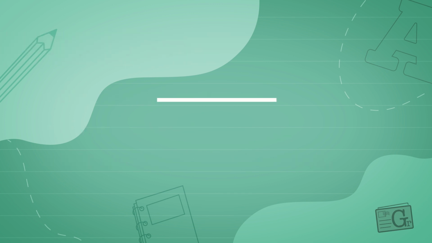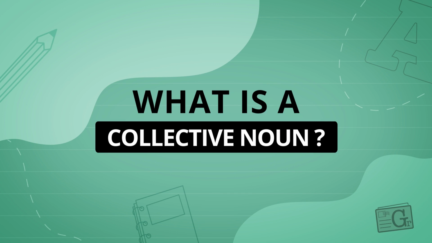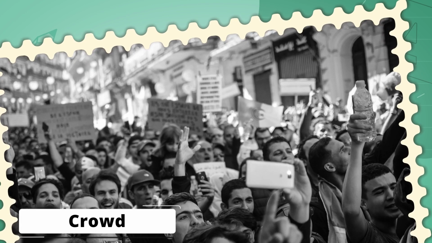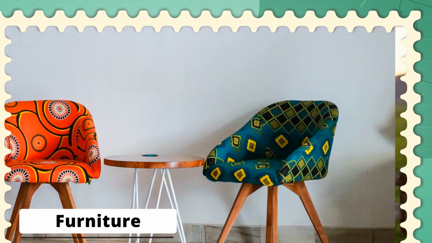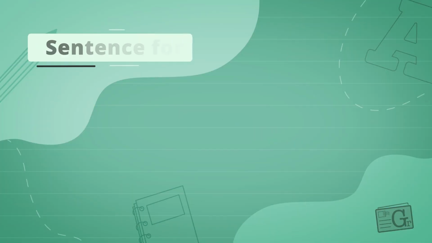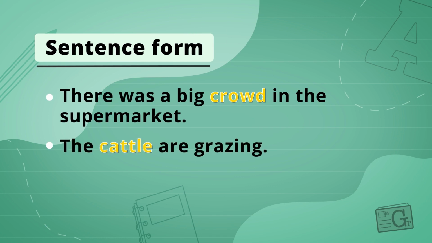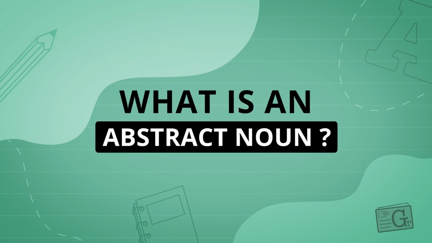Next, going into the collective noun. It refers to a group of people or animals or objects. For example, crowd, cattle, furniture, and so on. Sentence form: There was a big crowd in the supermarket. The cattle are grazing.